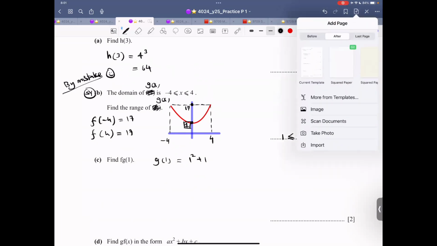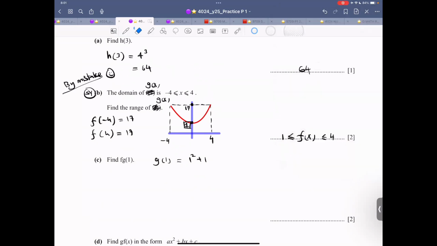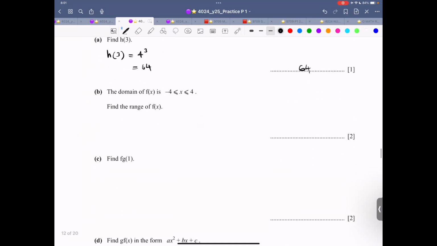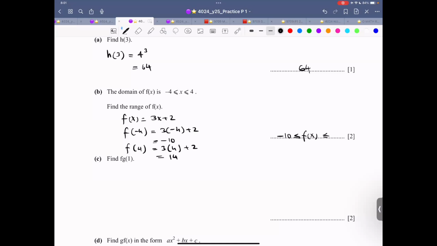So let me just remove this rather than adding a page. And that was fx. So maybe I mixed up with this A-level stuff. So now over here, fx is 3x plus 2. That is easy. F of -4, 3 into -4 plus 2, -12 plus 2 is -10. And f of 4, that is 3 into 4 plus 2, 12 plus 2 is 14. So therefore, the range is this thing, a straight line. It has no turning points. That is -10 and 14.